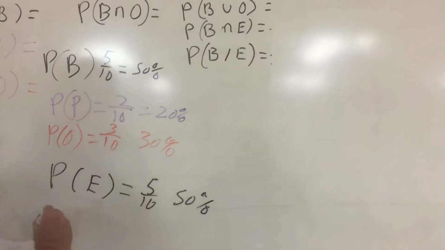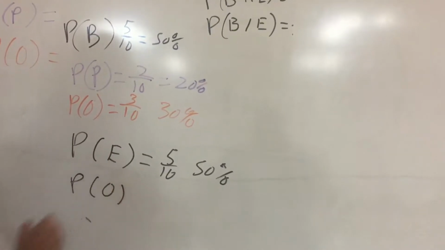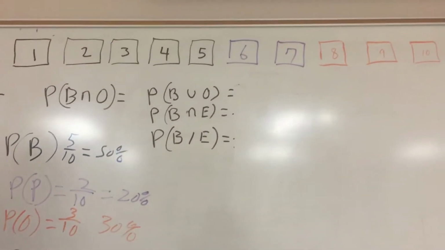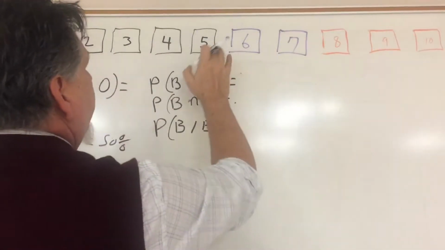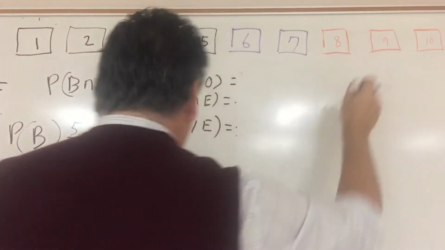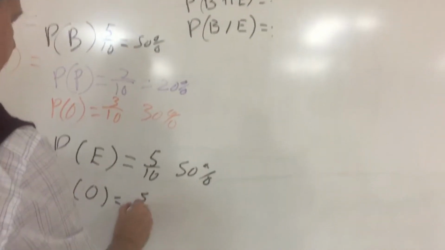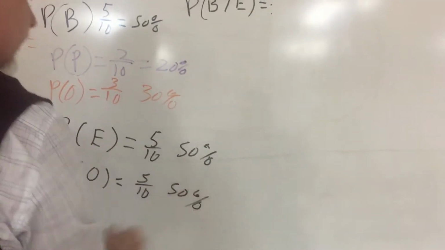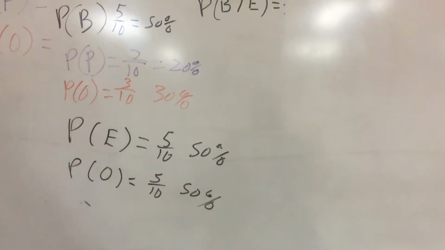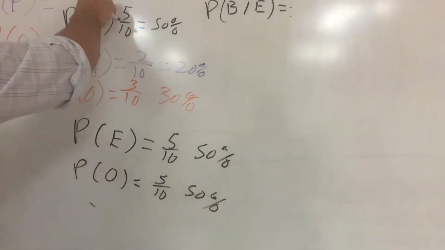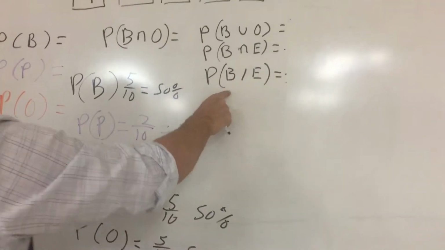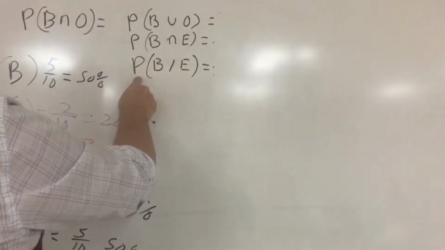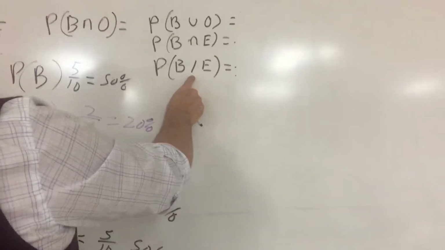What about odd blocks? What is the probability of pulling out an odd block in a bag? So I have 1, 2, 3, 4, 5. Same thing. I got 5 out of 10 or 50%. Now I can say what is the probability of, let's take this one here. What is the probability of black given even?